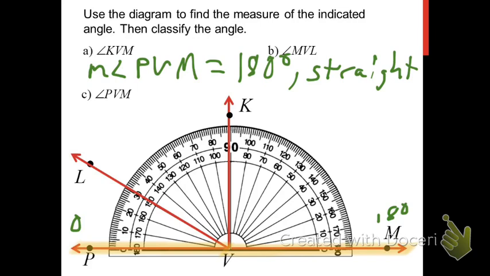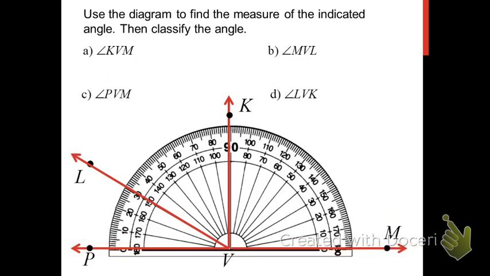Alright, we've got one more angle for you to find. Go ahead, pause the video, see if you can find the measure of angle LVK on your own right now. Alright, angle LVK consists of rays VK and VL. Notice that neither one of the sides ends up on the 0, and so we're going to have to use the Protractor Postulate in order to make this work.